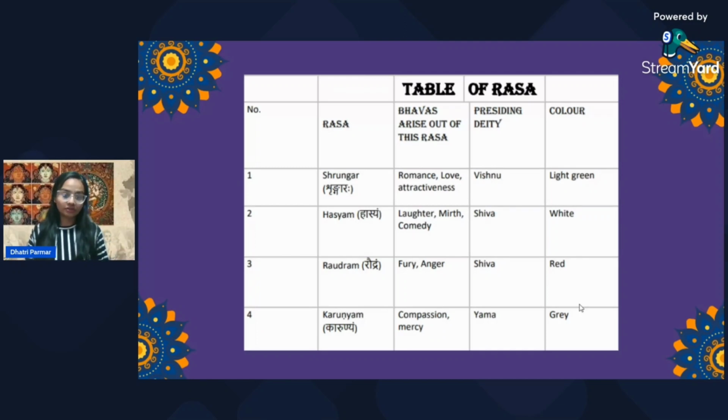The third rasa is Raudra, which arises from fury and anger, which is a sthayi bhava, and that leads to the emergence of the rasa of Raudra. The deity of it is Rudra, and the color of it is red.